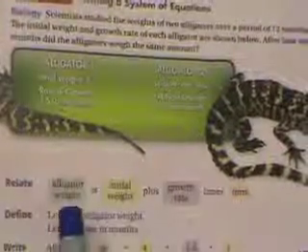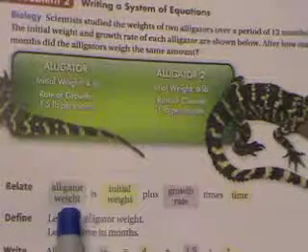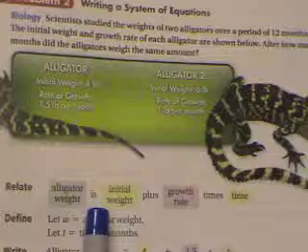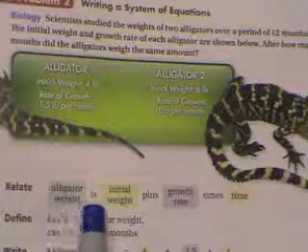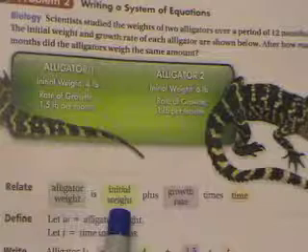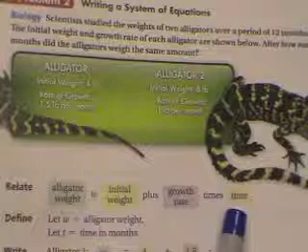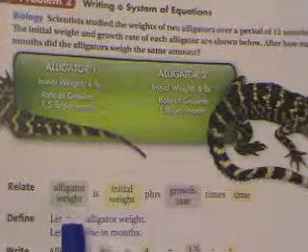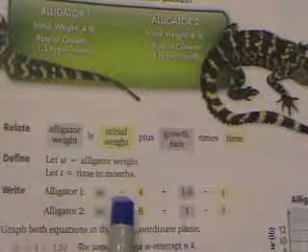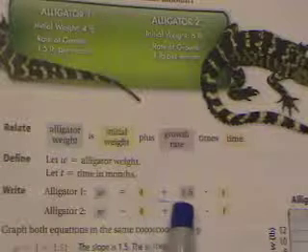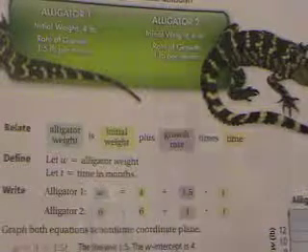So to break it down, the alligator weight is equal to the initial weight plus, so we're adding something here, the growth rate times time. And then they lay out the variables. Let W be the alligator weight, let t equal the time in months. And I love how these colored boxes match, so it's easy for you to figure out what they did. Weight equals initial weight plus the growth rate times the time. Let me zoom in so you can see that better. Oh, much better.